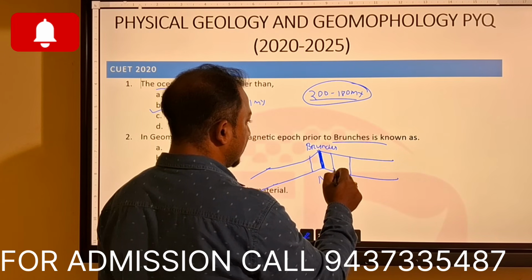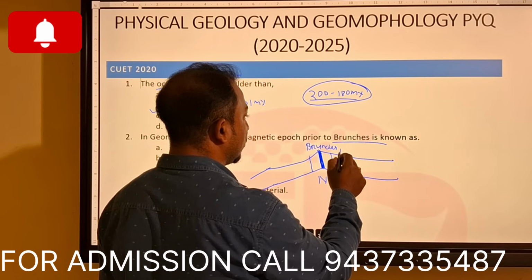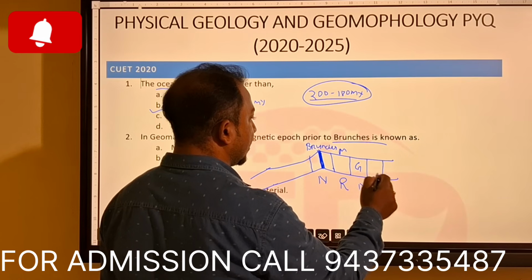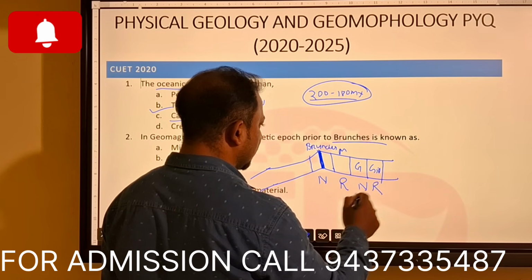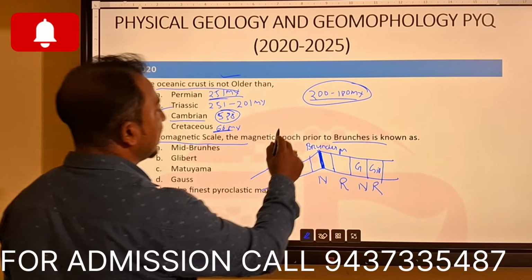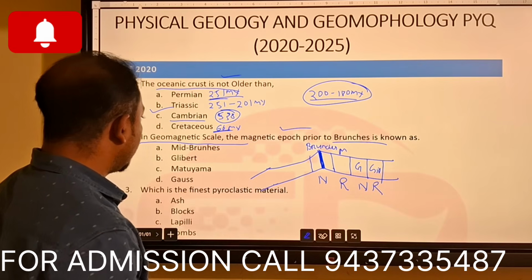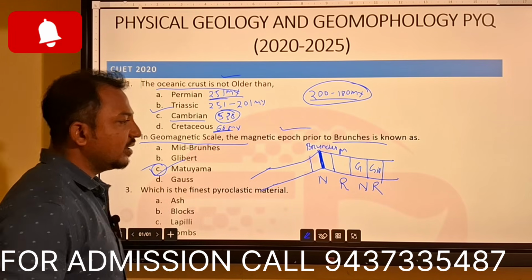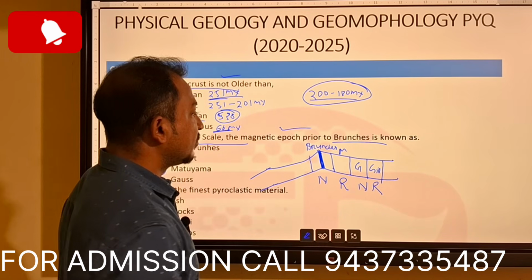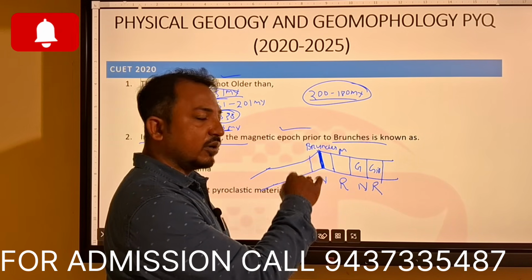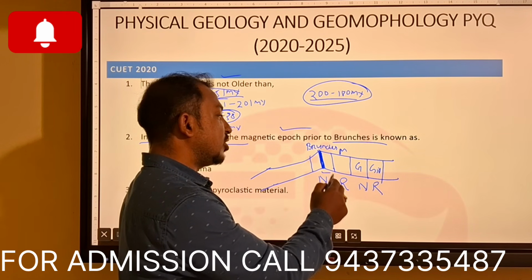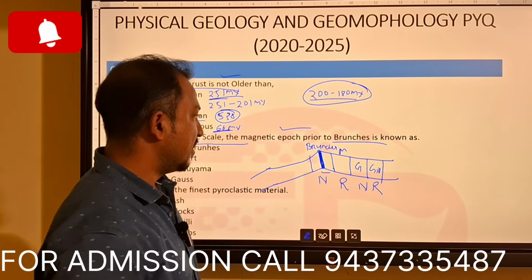Then before Brunhes, there is a reverse polarity which is called Matsuyama. Then there is normal polarity, called Gauss. Then there is reverse polarity, called Gilbert. So the question asks: the magnetic epoch prior to the Brunhes, that means before the Brunhes, it will be Matsuyama. So the answer will be Matsuyama. And remember this sequence: Brunhes is the youngest and Gilbert is the oldest. From younger to older, it is Brunhes, Matsuyama, Gauss, Gilbert. Brunhes is normal, then reverse, normal, reverse. Alternatively, you can remember it this way.